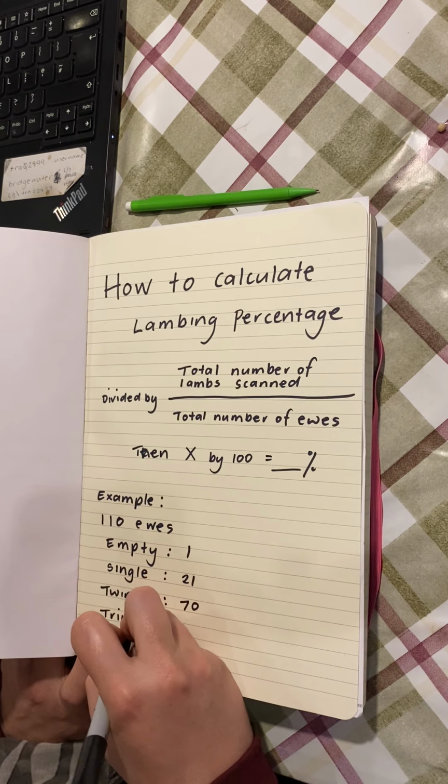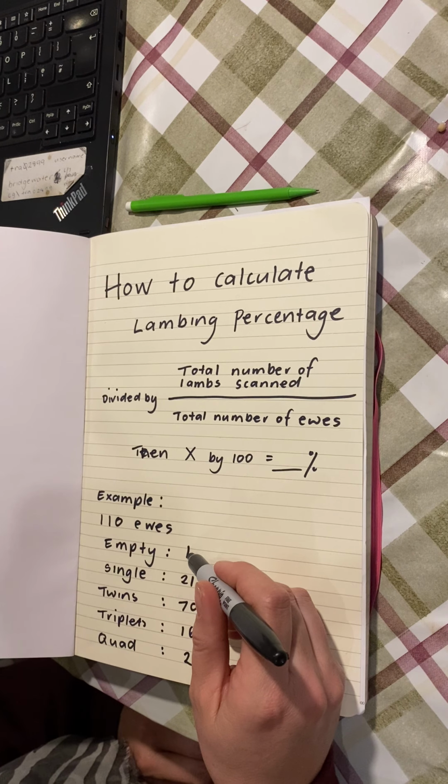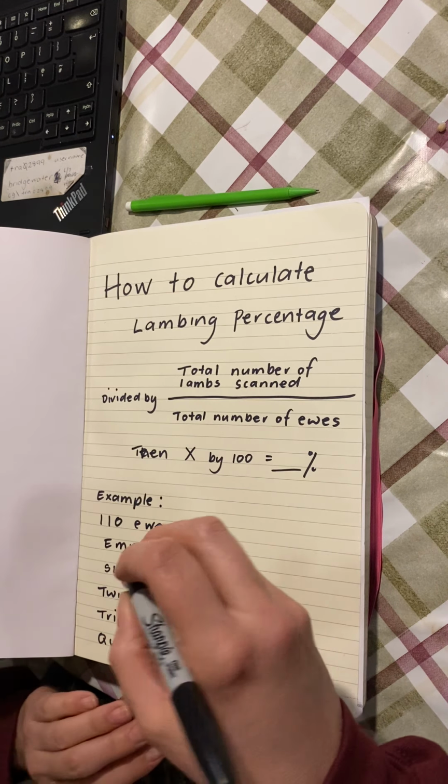Triplets, we're going to have 16 sets of triplets. And quads, which is 4, we're going to have 2 sets of quads. Not every flock has quads scanned, but we are for my example. So altogether, these numbers should add up to 110. So 70, 86, 8. Yeah, so that's fine. Great.